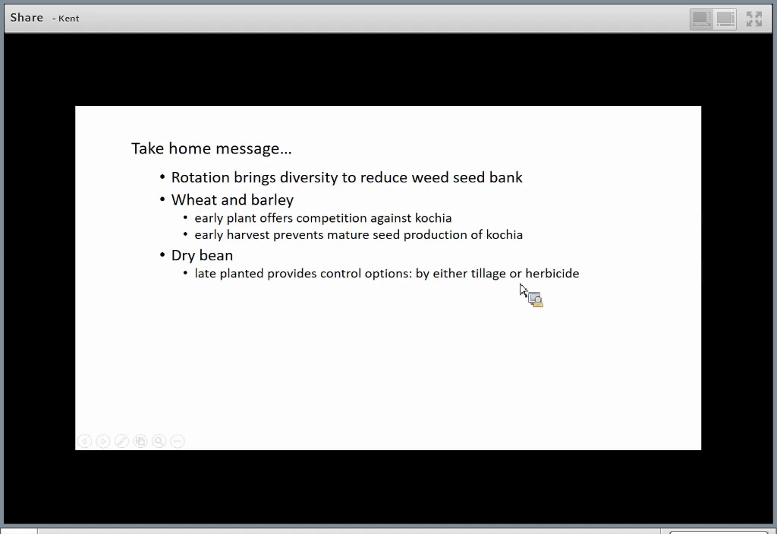Dry bean is late planted. It really gives you control options either by tillage or by herbicide to control those that have emerged before any seed production is made. Sugar beets are the least competitive crop in this rotation in this study.